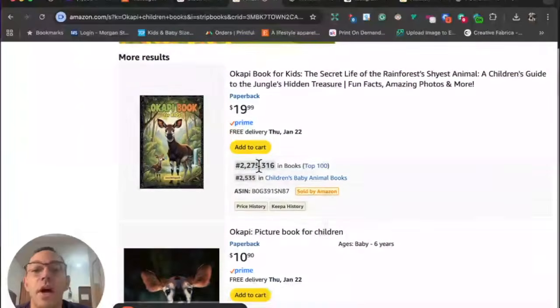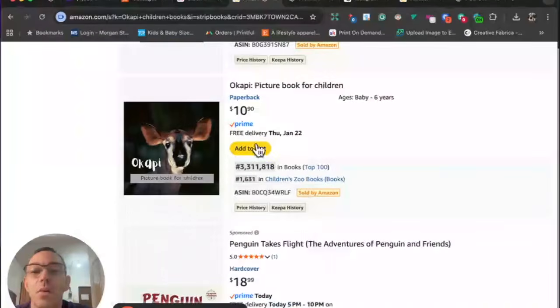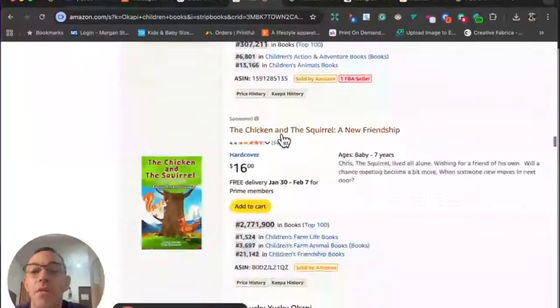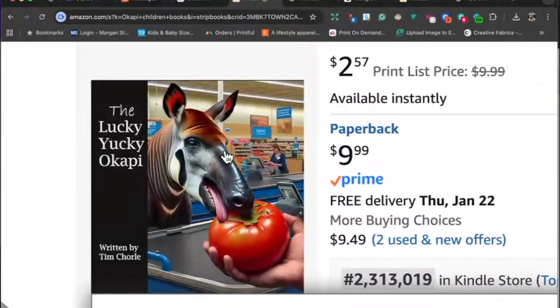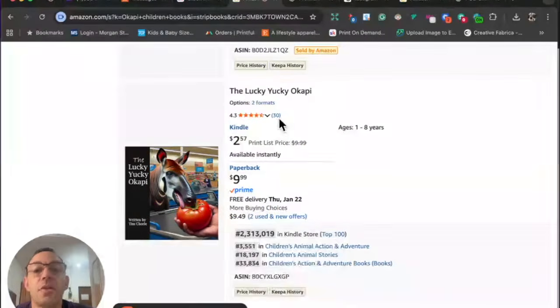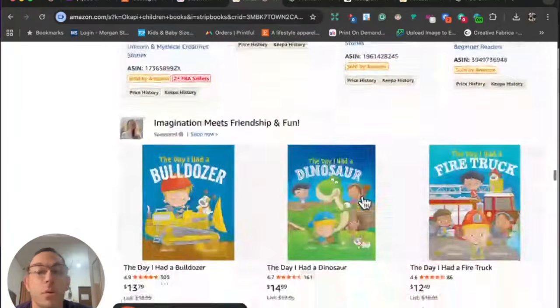Okay, so this one is not as good as a BSR, but still getting some sales. It's a weird looking animal. Penguins take flight. Oh yeah, I have seen this animal before. Interesting. This one has 30 reviews, 2 million BSR. Okay, but yeah, so that's pretty cool.